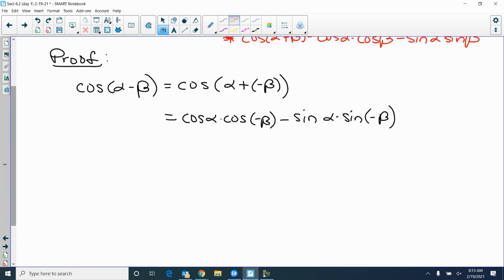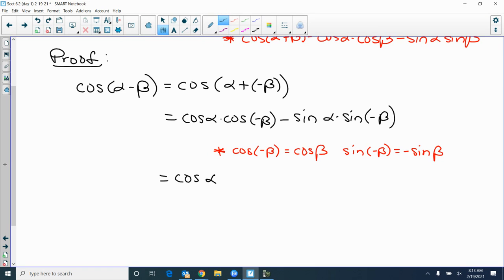Now, this isn't really part of my proof, and you don't necessarily need to write it down unless it helps you. But I'm going to say that cosine of negative beta is the same as the cosine of beta because it's an even function, and the sine of negative beta is equal to the opposite of the sine of beta. So now this becomes cosine alpha, cosine of negative beta is the same as cosine of beta, minus sine of alpha.